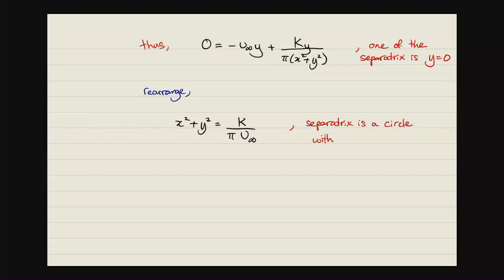Okay, and the radius of our circle is going to be the square root of that term on the right-hand side. So the radius of this circle, I'm just going to call a, and it's going to be equal to the square root of k over pi u infinity.